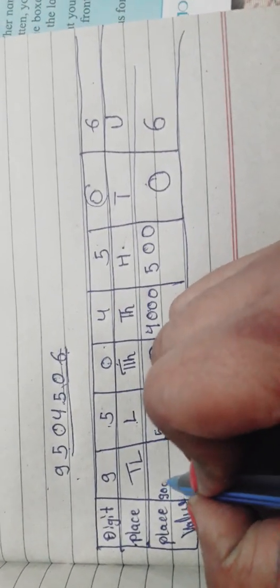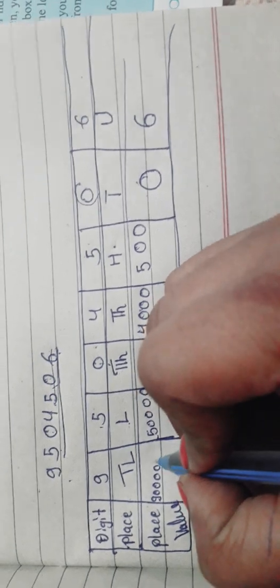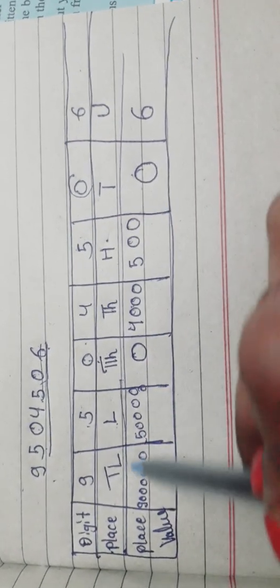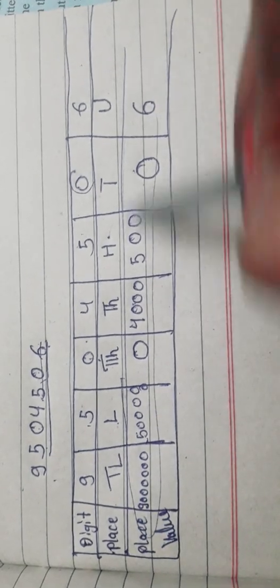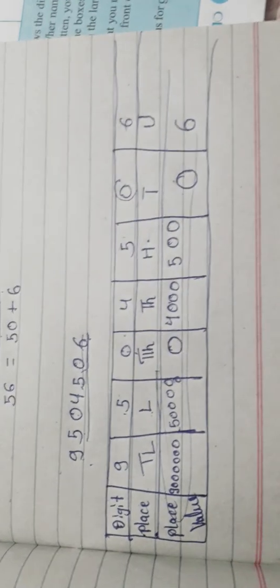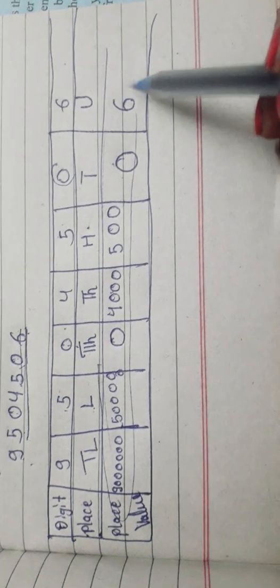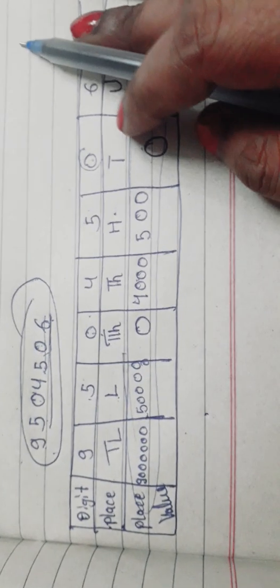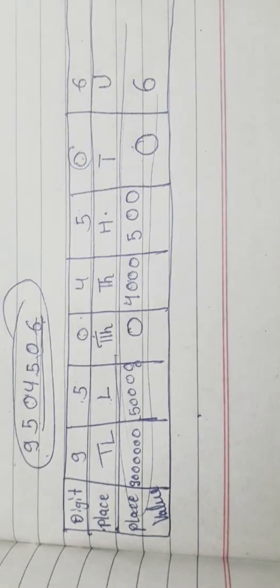So this will be 9000000. These numbers will be the expanded form of 9504506. If you add these numbers, you will get this number. Okay, so just try it. If you get this, it will be the correct expanded form of this number.